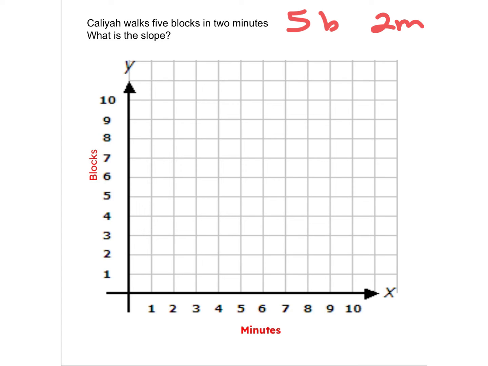Look at our chart. We have blocks on this side, and we have our minutes down here on our x-axis. So if we're going to walk 5 blocks in 2 minutes, I want you to pause the video and put a data point representing Kalia walking 5 blocks in 2 minutes. Did you choose my rise is 5, or on the block side, she walked 5 blocks in 2 minutes? So I have a data point there, right? 5 blocks in 2 minutes.